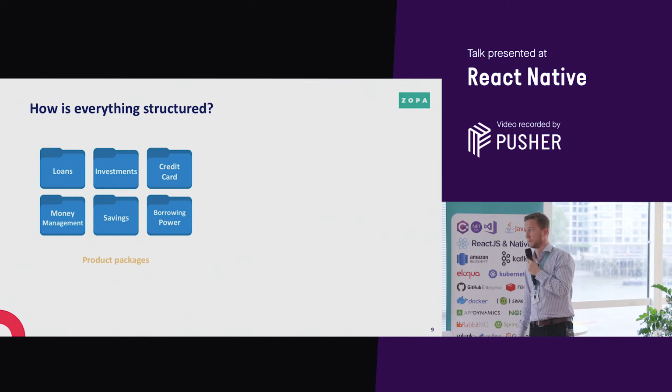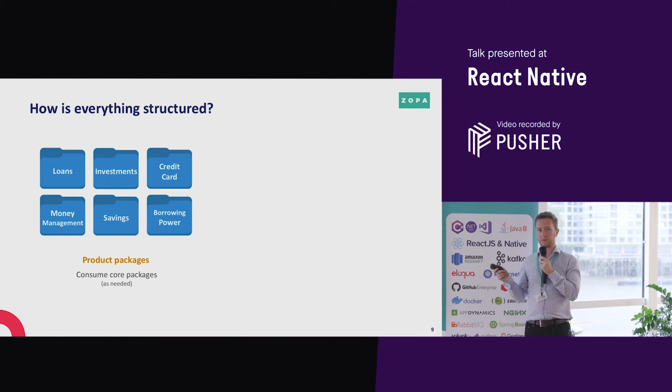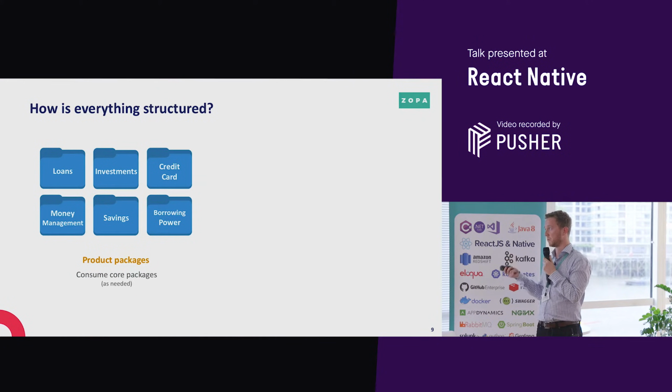So how is everything structured? We have project packages. Our project packages are loans, investment, credit cards. So all the projects that Zopa provides to our customers. They are completely independent from each other. They don't know anything about each other. And the goal is basically to have a completely separated code base, so you don't have spaghetti code and back and forth between the different projects. So they are kind of isolated from the rest of the application, from the other projects.